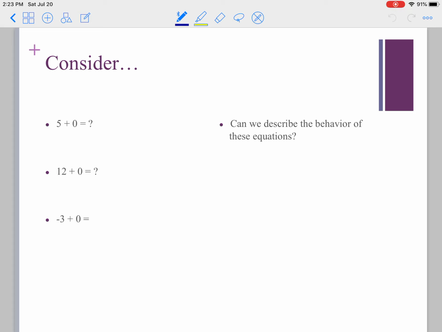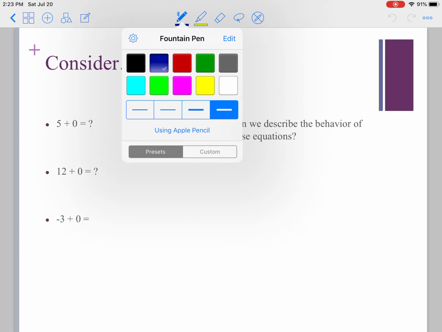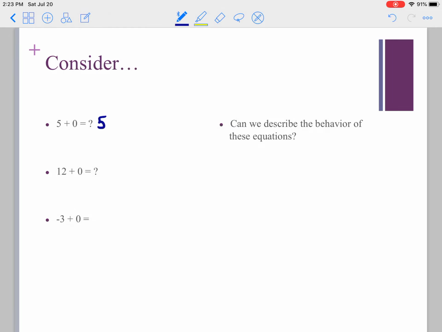Okay, let's look at another set of examples. In this case, we're going to say equation because there is an equal sign, and you've probably already determined what the answer to each of them might be. 5 plus 0 is 5, 12 plus 0 is 12, and negative 3 plus 0 is negative 3. And so if we were to attempt to describe the behavior of these equations, what might you conclude? Take a moment to think about it.